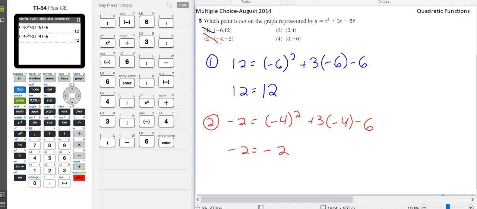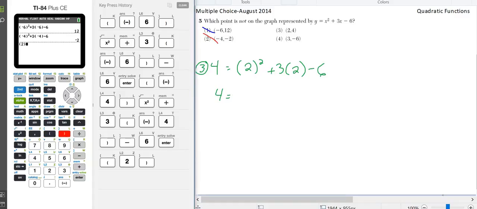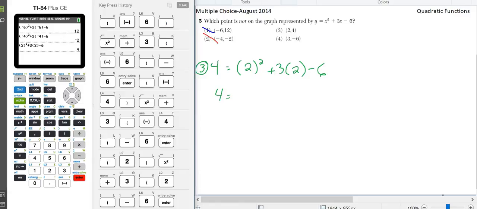Let's move on to choice 3. Wherever we see a y, we're going to plug in a 4. And wherever we see an x, we're going to plug in a 2. And we're going to do the same thing. We're just going to plug in the whole right-hand side into the calculator. So 2 squared plus 3 times 2 minus 6. Enter. 4 is equal to 4. So choice 3 is not the answer to the question.